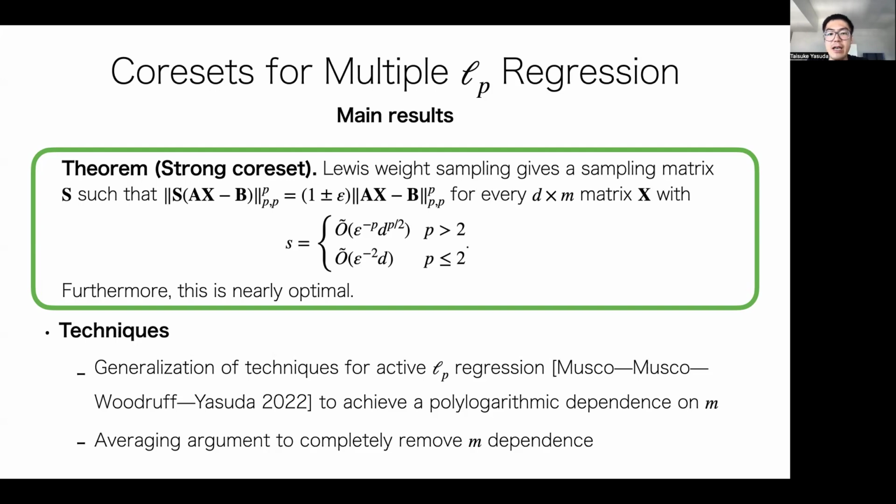Now, the thing about this result is that this requirement to preserve this objective function value at every d by m matrix x is quite restrictive. And oftentimes, you actually don't need this complete power. Oftentimes, you're only interested in an approximate minimizer. And so then there's a question of whether you can do better if you only want to recover an approximate minimizer.